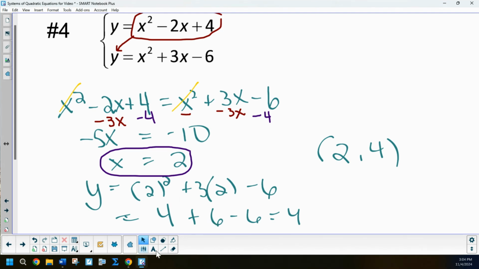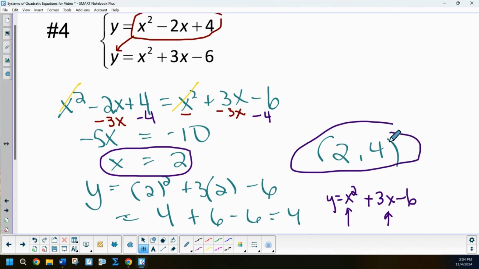So I'm taking that bottom equation, so y equals x squared plus 3x minus 6, and I am substituting 2 in here and in here. So I'm doing 2 squared is 4. Then I'm doing 3 times 2, which is 6, and minus 6. So 4 plus 6 minus 6 gives me 4. I'm going to write that as an ordered pair, and I get 2 comma 4 as my answer.